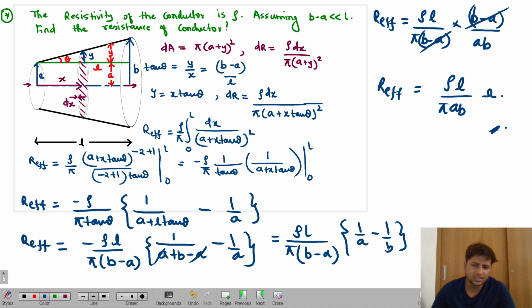Basically, you should remember for this, for the area of a frustum, the curved section area of the frustum is given as pi into A into B. And we can just use the simplest form to get the answer. Got it? Is it perfectly clear? Okay, write it, then I'll move ahead.